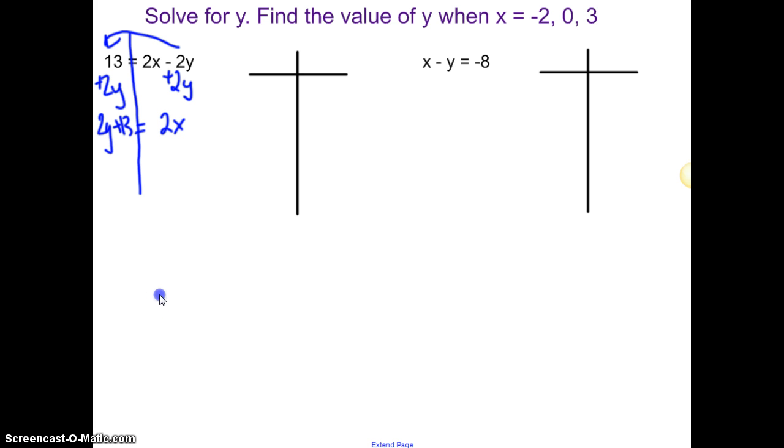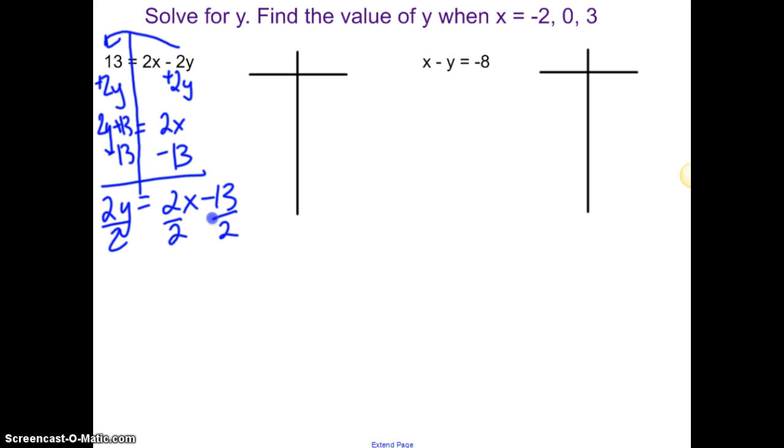All right, now what do I have to do? Get rid of that 13, minus 13, minus 13. Can I do 2x minus 13? Technically, no. I just got 2x minus 13. I leave them next to each other. Then divide by 2, divide by 2, divide by 2. So therefore y equals 2 over 2 is just 1x minus 13 halves. Let's just leave it as 13 halves.